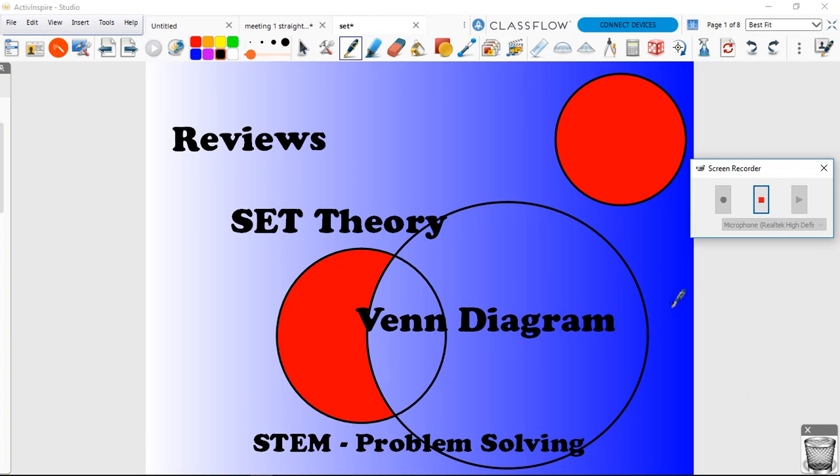Okay, good morning. So last week we talked about set theory. So today we will review from the last exercise and also about Venn diagrams to solve STEM or problem solving and then certain exercises.